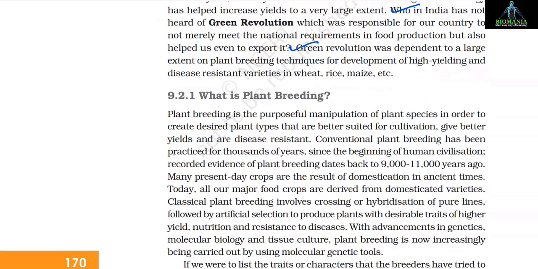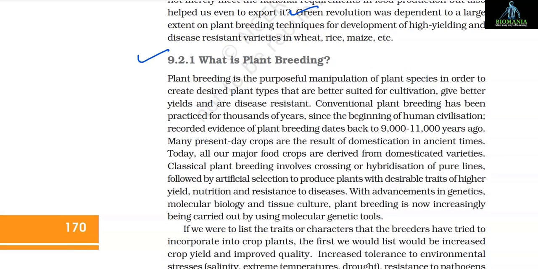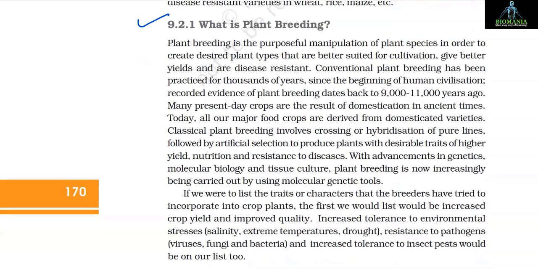The Green Revolution was dependent to a large extent on plant breeding techniques for development of high-yielding and disease-resistant varieties in wheat, rice, maize, etc. 9.2.1 What is plant breeding? Plant breeding is the purposeful manipulation of plant species in order to create desired plant types that are better suited for cultivation, give better yields and are disease resistant. Conventional plant breeding has been practiced for thousands of years. Since the beginning of human civilization, recorded evidence of plant breeding dates back to 9,000 to 11,000 years ago.